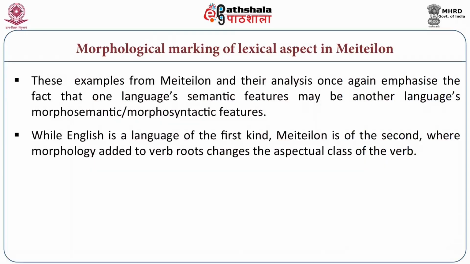What these examples from Meithei and the analysis that we presented here emphasize is that one language's semantic features may end up being another language's morphosemantic or morphosyntactic features. English is a language in which the use of these adpositions and particles gives you different meanings of the verb root. Meithei is of the second class. That is where morphology added to verb roots changes the aspectual class of the verb.